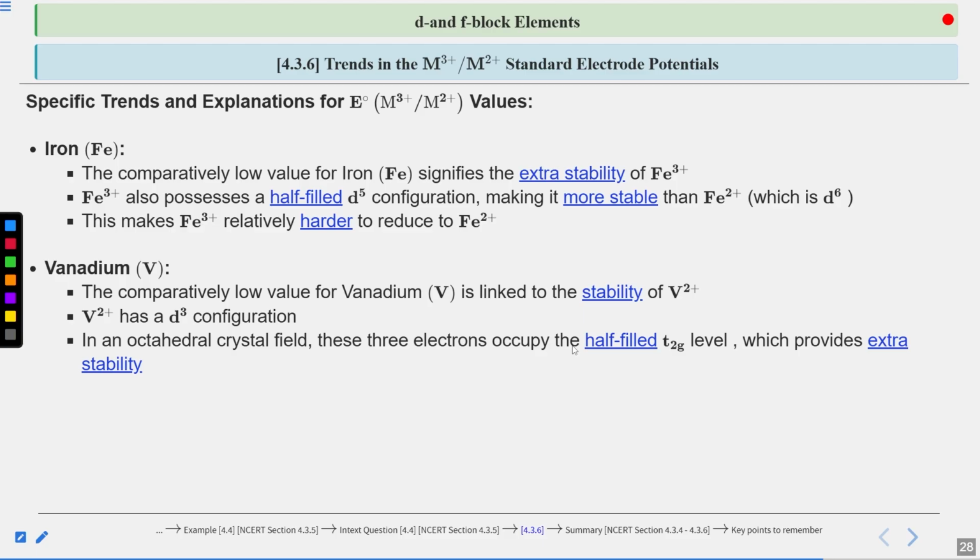We have explained it, which provides extra stability because T2G have only 3 spaces available to fill the electrons, and these 3 electrons are going to attain those 3 spaces, and we get a half-filled T2G level, which is going to provide the V2 positive extra stability. This makes V3 positive harder to reduce to become V2 positive.